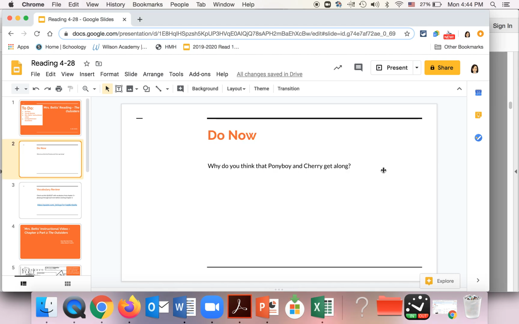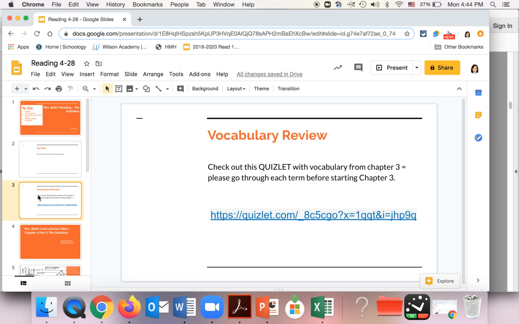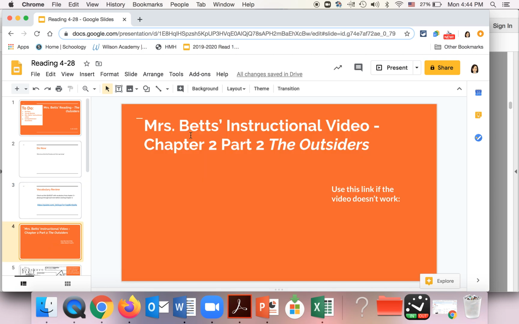Make sure that you answer our do now. You're going to click into the box and put your answer in there. Then you're going to make sure that you go into our vocabulary review. You're going to hit the link for the Quizlet. You are going to then go ahead and review the vocabulary words. There's 18 terms for Chapter 3. We then have Chapter 3, Part 1 here.